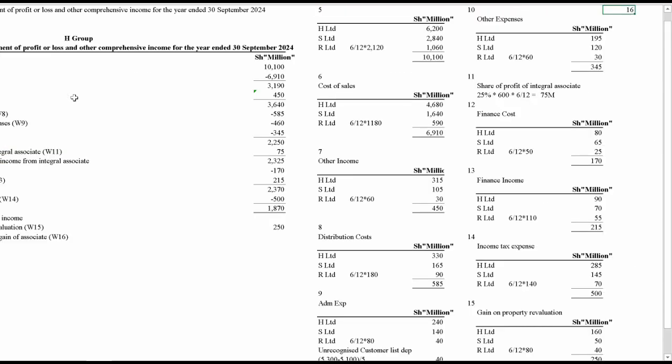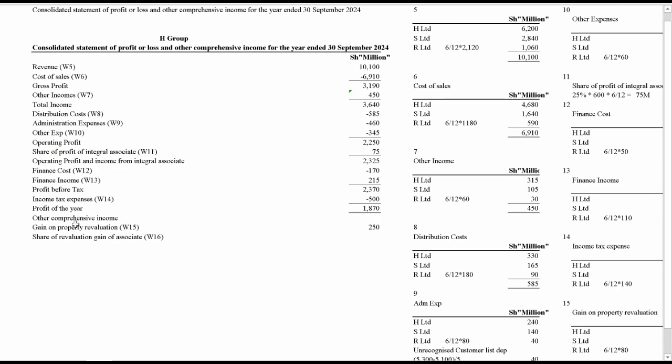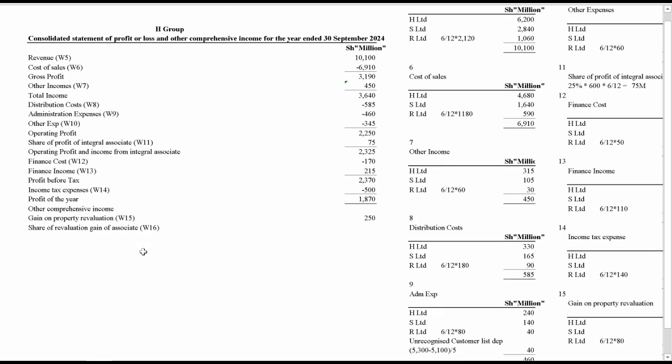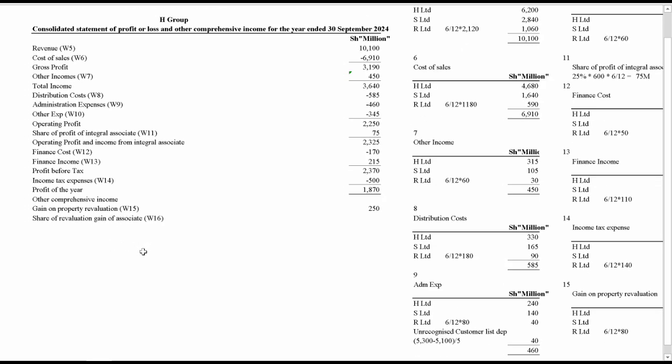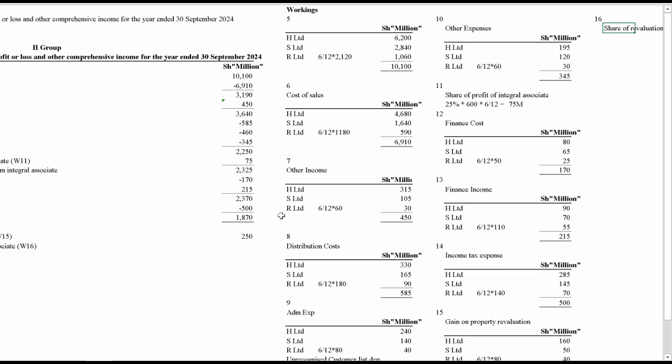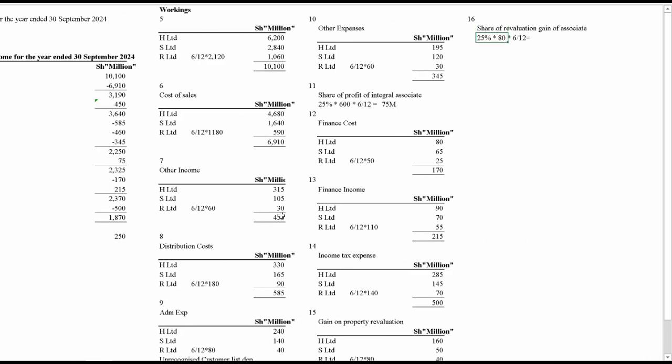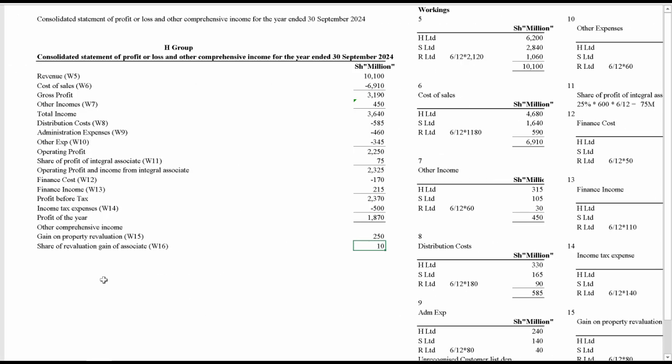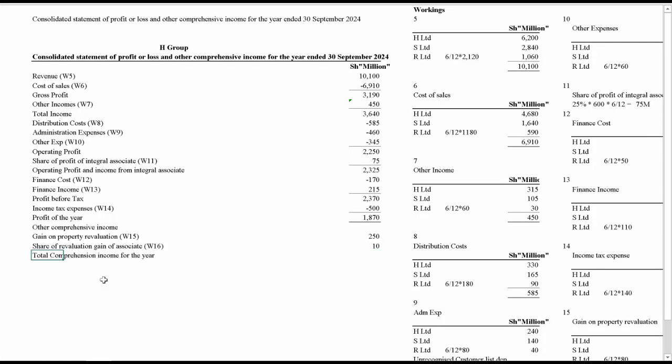Then you have to get the share. The share of the valuation gain on associate for the 6 month, which will be working 16. So for the share of valuation gain, we get the 25% when it was an associate. We have been given the comprehensive to be 80, then we multiply by the 6 month, which was the gain on property revaluation, which is 80. So we get it is 10. We add in our comprehensive income to get the total comprehensive for the year to be 2130.